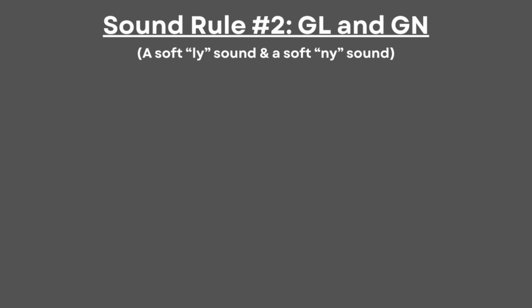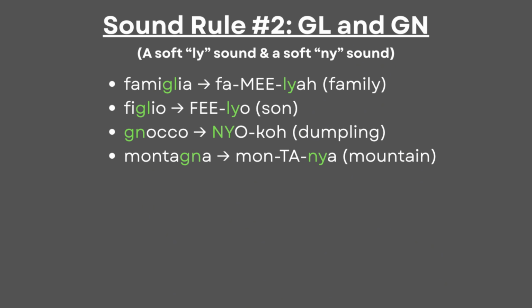The second rule to know is the combination of G plus L and G plus N. Such letters make unique sounds when combined, and they're pronounced like a soft L or N sound. Some examples are famiglia, figlio, gnocco, montagna.